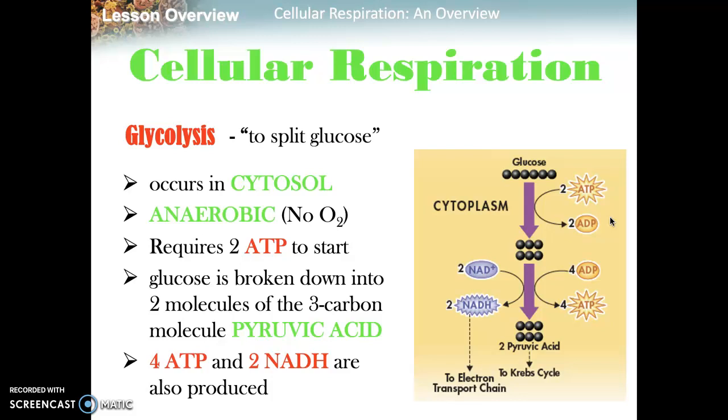Okay, so as of right now, by the end of glycolysis, we have gained, and again I say gained, 2 ATP molecules and 2 NADH molecules. Again, you have to remember, even though we produced 4 ATPs, it took 2 ATPs to get this thing started, so we actually gain only 2 ATPs.